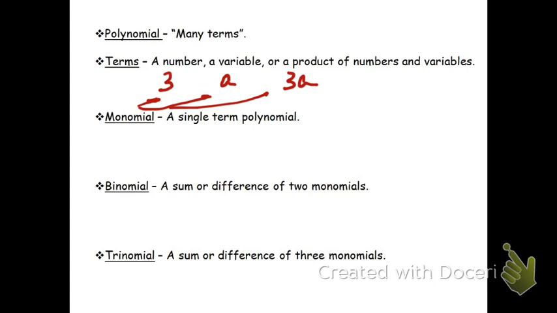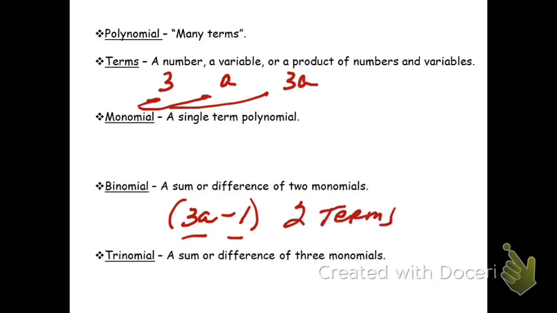A binomial is a sum or difference of two monomials. So if I have 3a minus 1, that's a binomial. Notice that it has two terms. And finally, a trinomial, a sum or difference of three monomials. So it's going to have three terms. So you'll usually see it written something like this: x squared minus 4x plus 1.